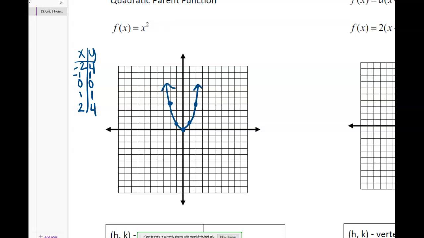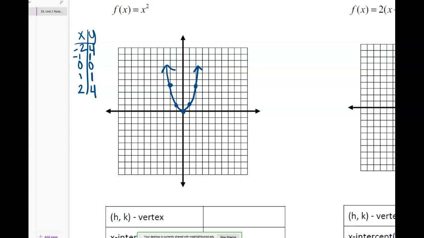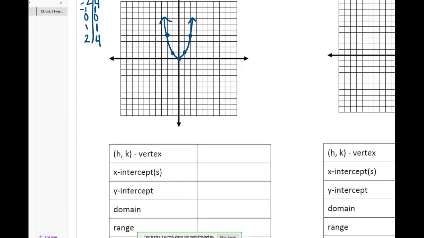And this gives me a good picture of my quadratic. Now a little reminder about this list of characteristics before we actually use this new idea of transformations. What is the vertex of this quadratic? 0, 0. What is the x-intercept? 0, 0. What is the least amount of x-intercepts a quadratic could have?